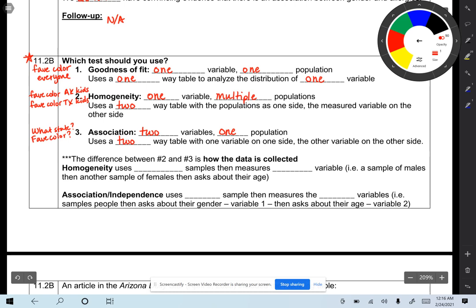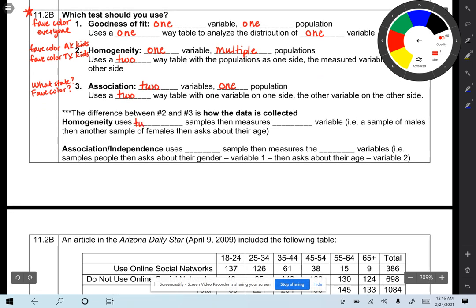Right. The difference between test 2 and 3 is how the data is collected. Homogeneity uses two or more samples, then measures one variable, i.e., a sample of males, then another sample of females, then asks about their age. So the association independence test uses one sample, then measures the two variables. So, i.e., samples people, then asks about their gender. So that's variable one, then asks about their age, variable two.